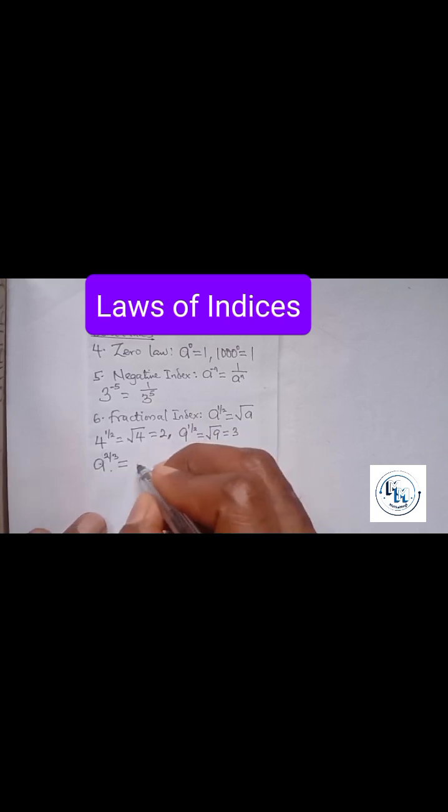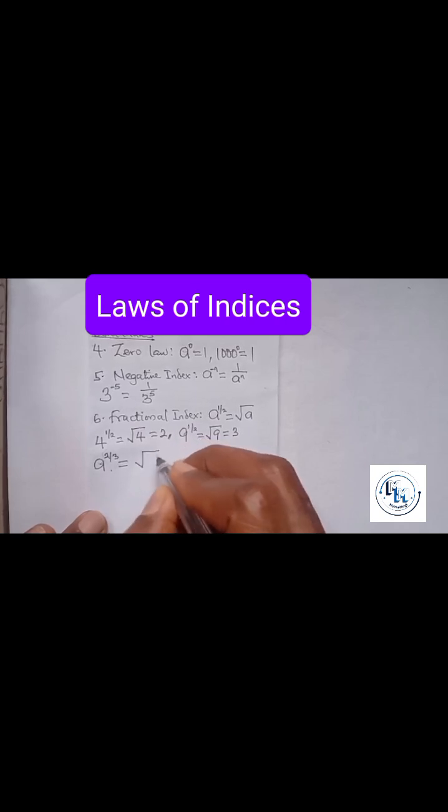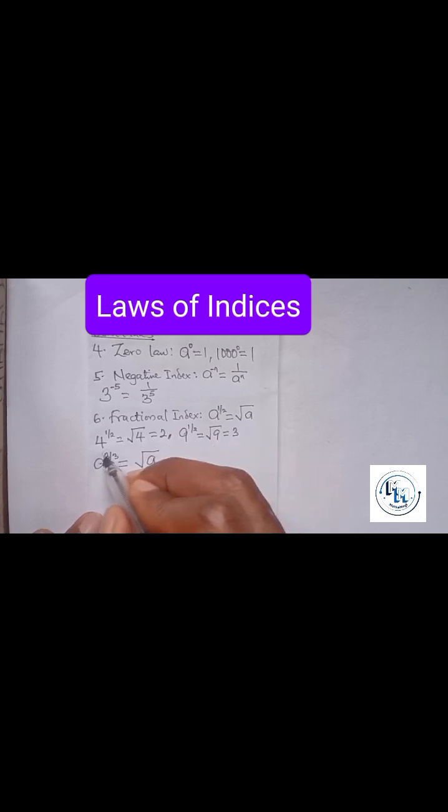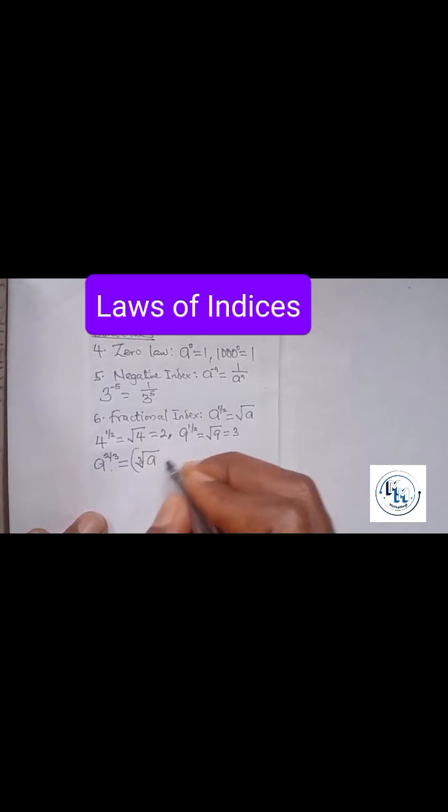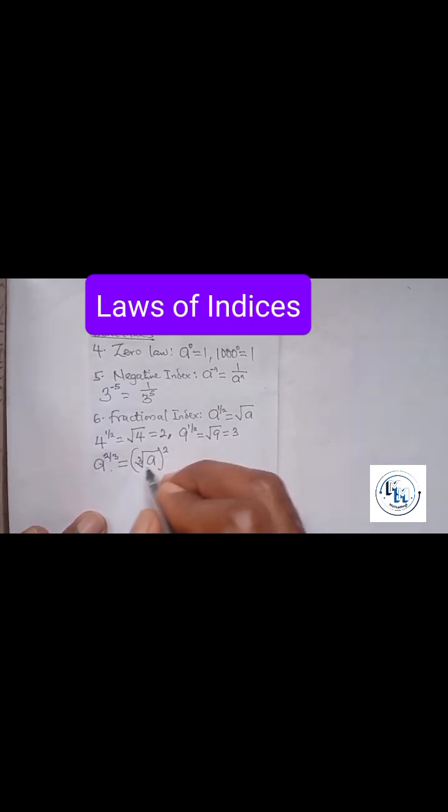Now first put it like this. This is what helped me in my early days as well. 2 is up, 3 is down. This 2 which is up will serve as my power. The one which is down will serve as the root. So I'll put 3 here as root, then I'll take my 2 up as power. So this is the third root of a, all squared.